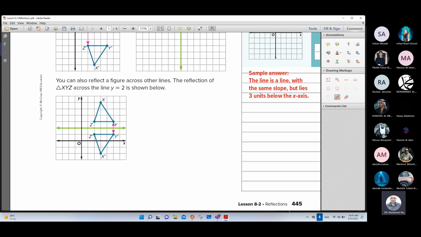Line to the y prime. Notice when I used the line, the distance from z to the line equals the distance from z prime to the same line.